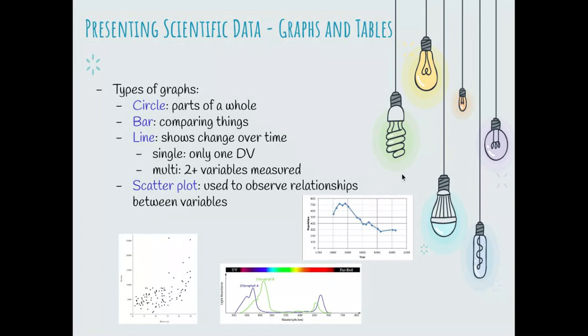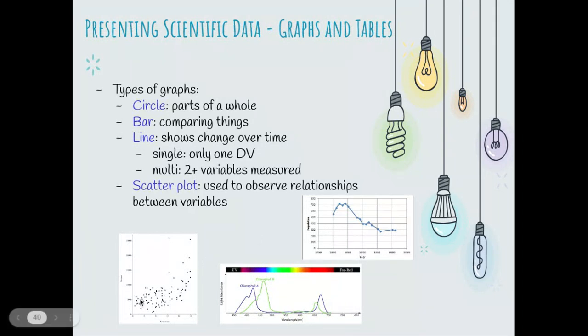A line graph shows change over time. If it's a single line, it only has one dependent variable. If it's a multi-line graph, like the one you see here, there are two or more variables that are being measured. A scatter plot is used to observe relationships between variables.